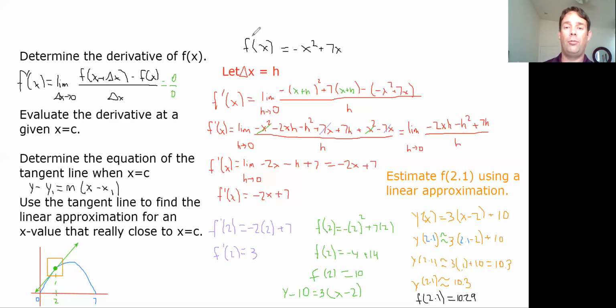I would like you guys to go through and do the same thing, but this time your function is going to be this. F of x equals the square root of x plus 3. And then I want you to go through and do all the same stuff, but I'd like for you to try it using an x value equal to 1. So you're going to find the derivative, evaluate the derivative, get your tangent line, and then do a linear approximation. So your linear approximation is going to be f of, let's try 1.1.